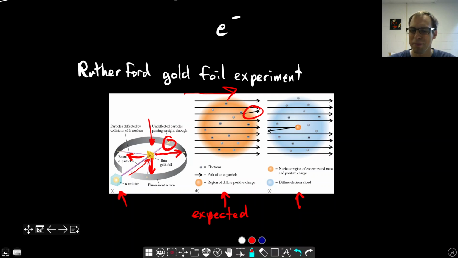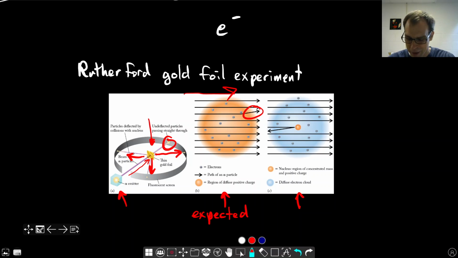I think he said something like, it would be like if you took a cannon, shot it at a piece of tissue paper, and the cannonball bounced backwards off the tissue paper. This was totally not what they were expecting to see. And that's often the case with science. We do the experiment because we think we know what's going to happen, but sometimes nature surprises us.